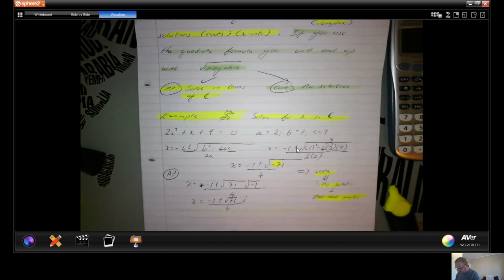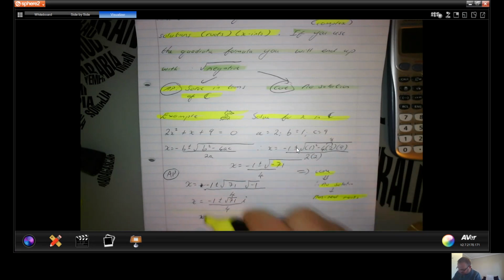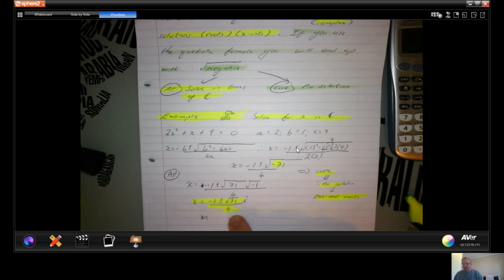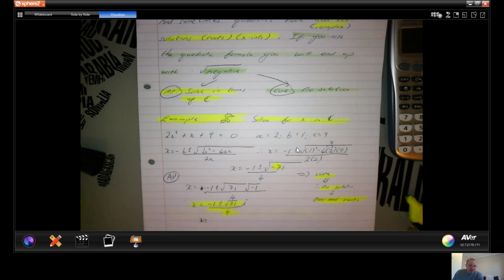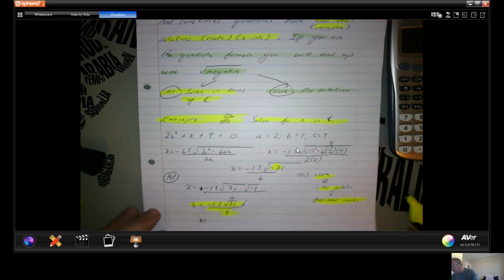x is equal to minus 1 plus minus root 71 i over 4. You can leave it in that form, exactly like that. What it means is you've got two answers. The one is negative 1 plus root 71 i over 4. The other one is minus 1 minus root 71 i over 4. You'd always leave those kind of ones in that format.